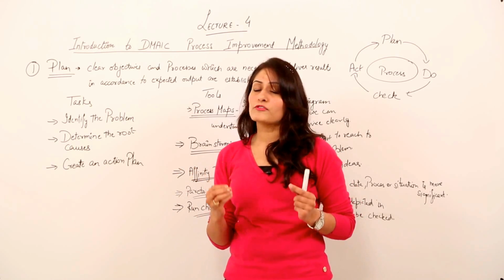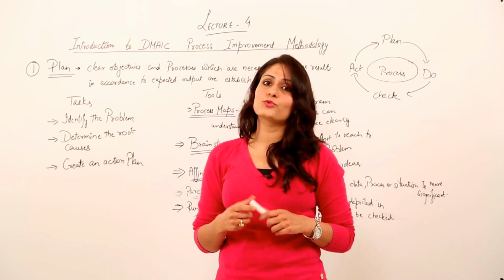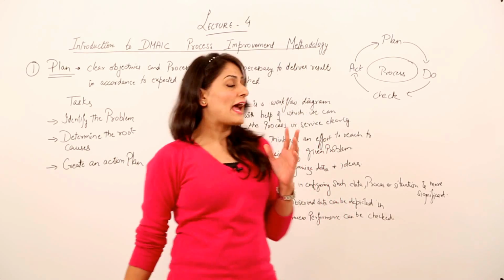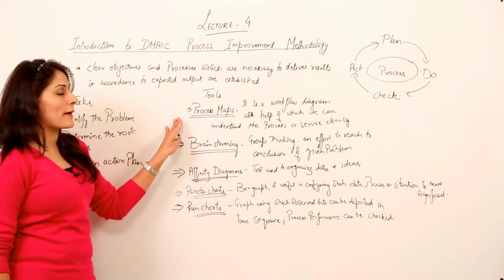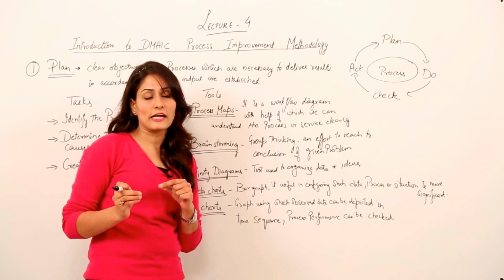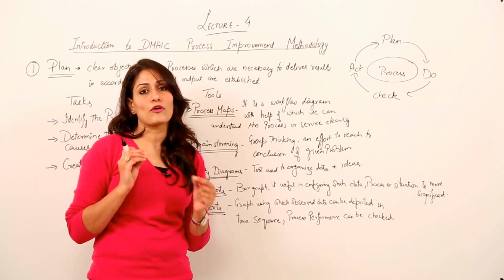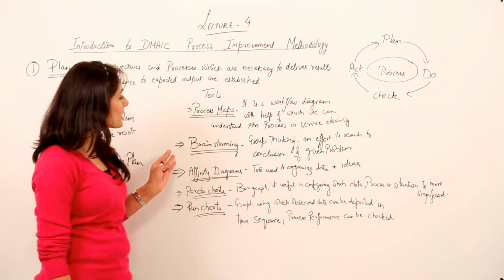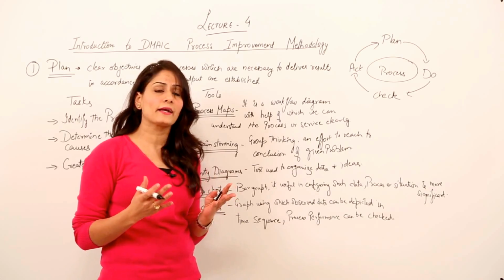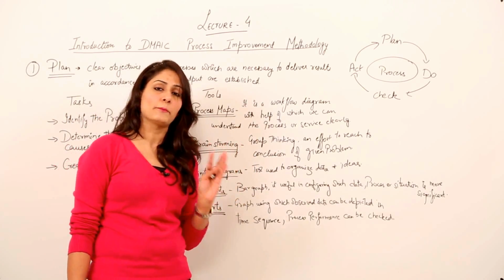Now you know these are your tasks, so you might also need certain tools to accomplish them. Yes, we have tools which are used in the plan phase so that we can accomplish our given tasks. And these tools are process maps. Now what is a process map? A process map is basically a pictorial representation or diagram with the help of which we can study a process or service very clearly. Then comes brainstorming. Brainstorming is basically individual or group thinking with the help of which an effort is made to reach the conclusion of any given problem.